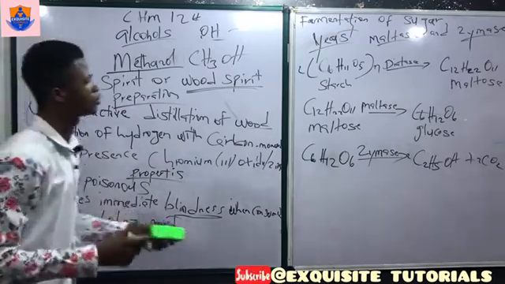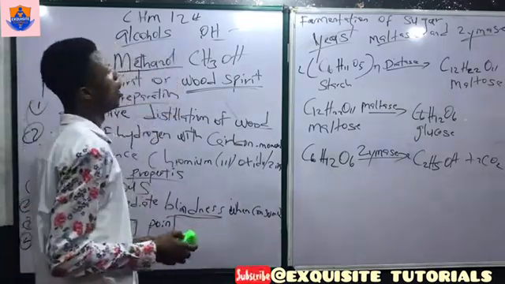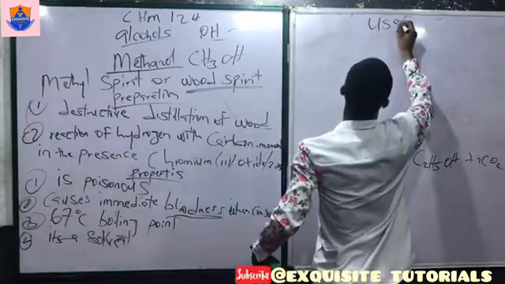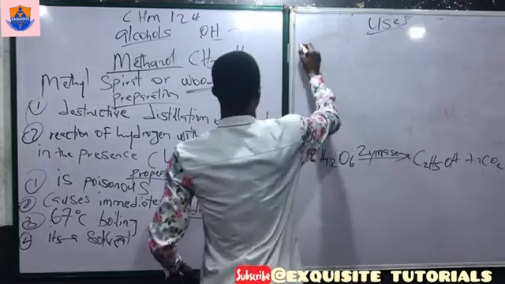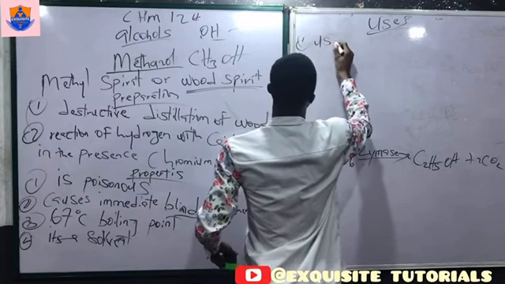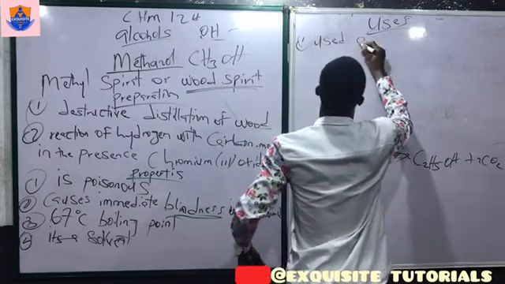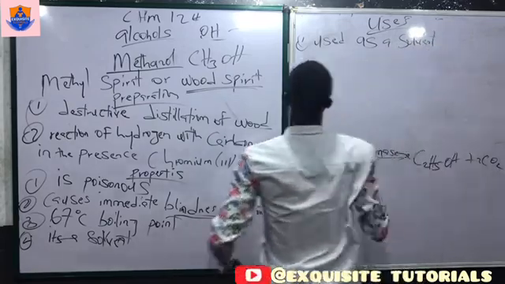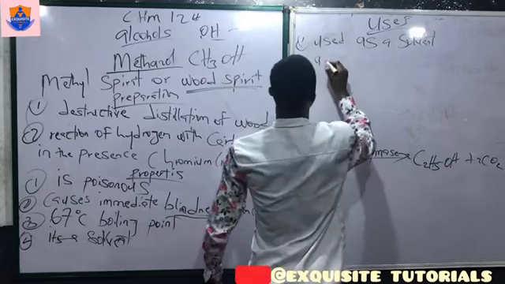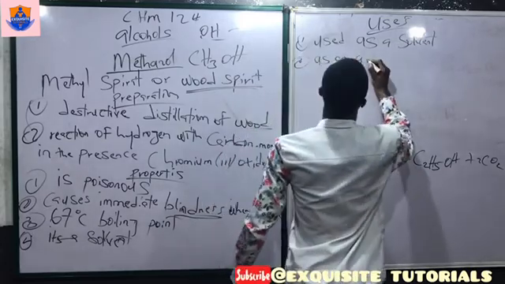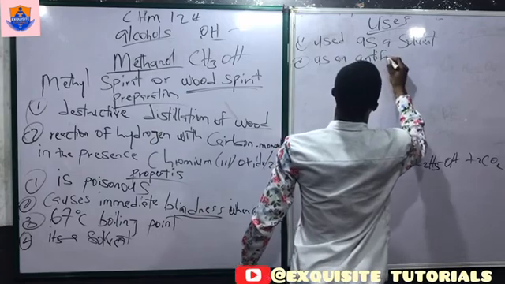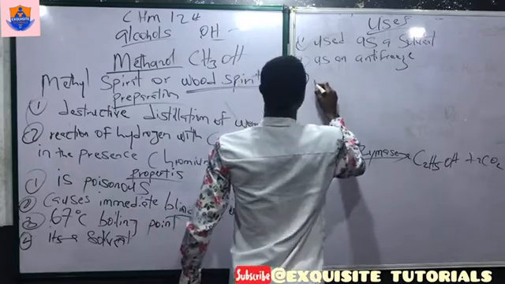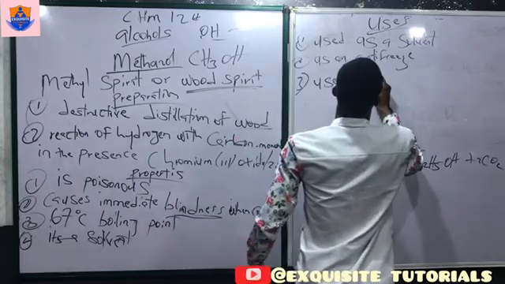Now, from here, I want us to look into the uses of methanol. I'm going to be telling you 3 major uses of methanol. One is that methanol is used as a solvent. I will explain. 2, as an antifreeze. 3, used as fuel.